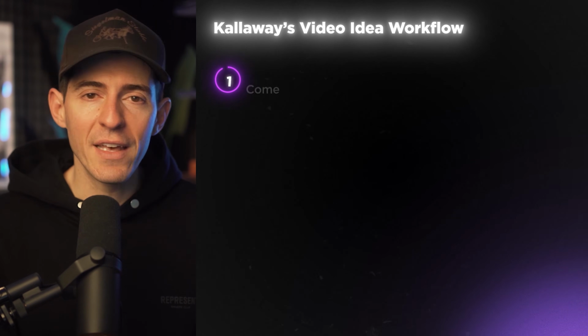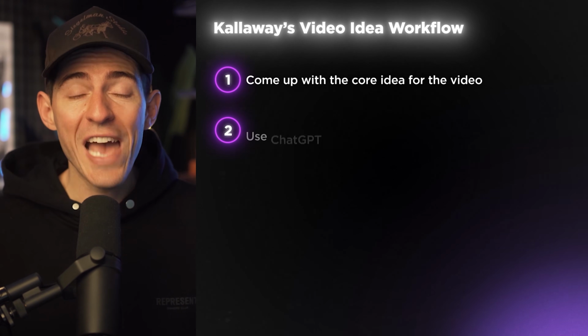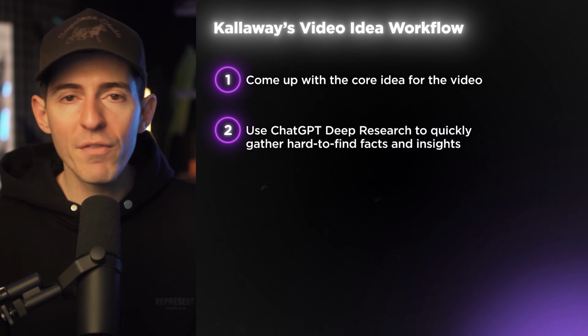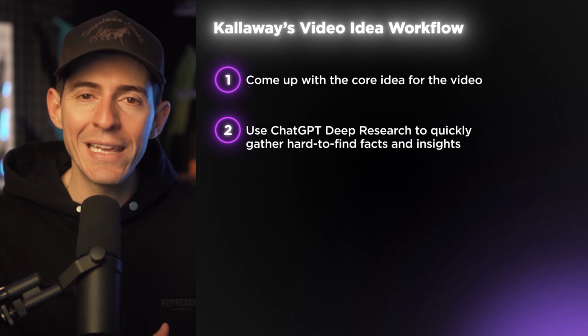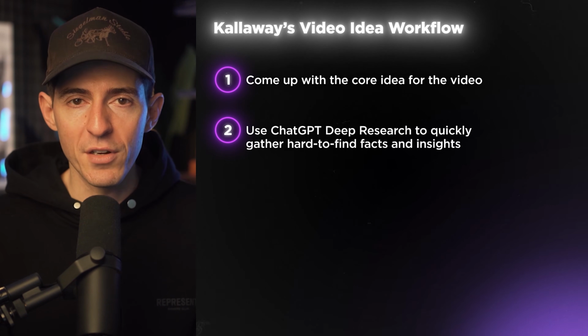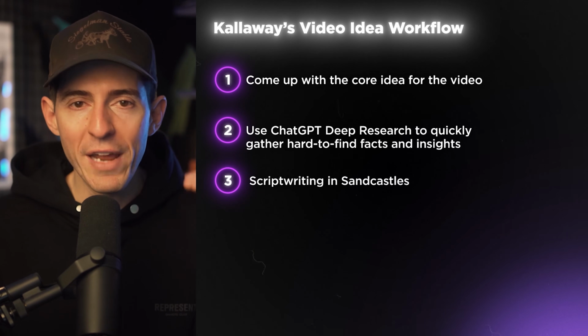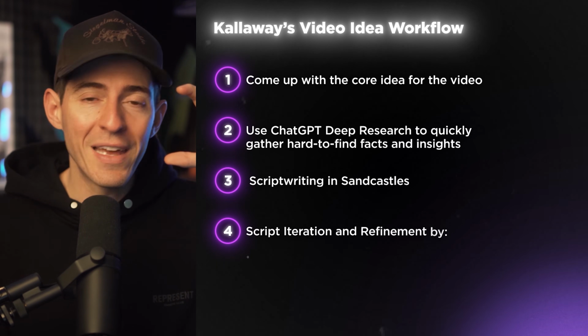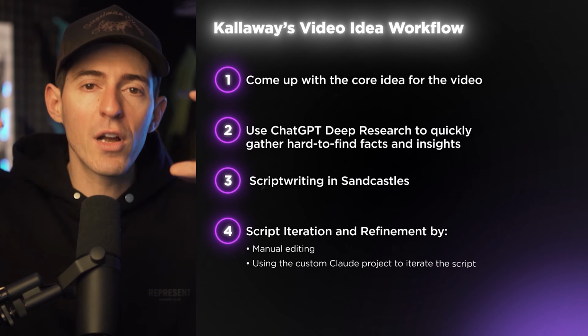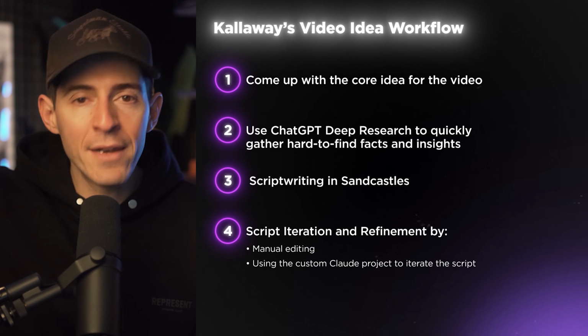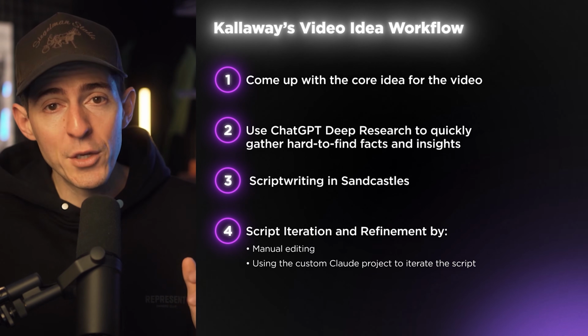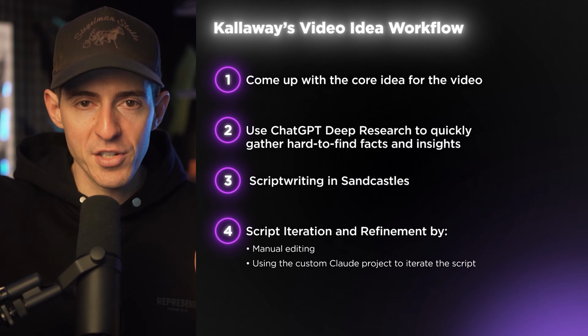So right now my workflow to make a video idea looks something like this. I'll have the idea, I'll go to ChatGPT Deep Research and I'll get all of the facts on that idea that I can't glean myself. That speed runs the research. Then I'll go into Sandcastles and I'll write the script. I'll take that written script and either I'll manually edit it or I'll go to the Claude project that I've built, put that in, iterate the script, do another manual tweak, and then update the system instructions in Claude.